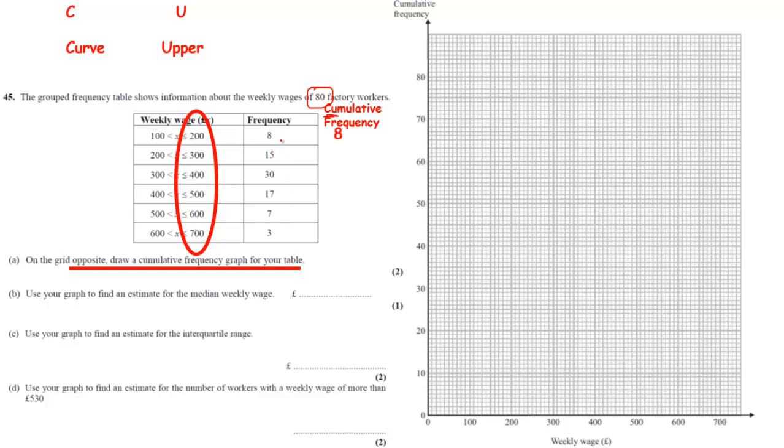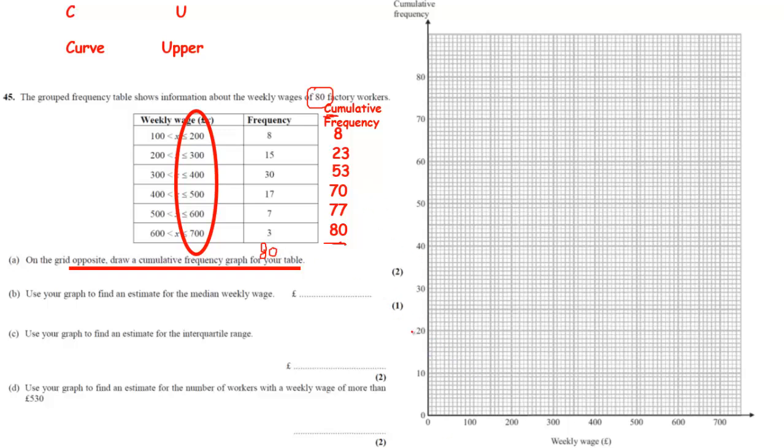So 8 add 15 is 23. 23 add 30 is 53. 53 add 17: 53 add 7 is 60, add another 10, 70. 70 add 7 is 77, and 77 add 3 is 80. So I've got my values there. 80 is good because I know there are 80 factory workers altogether, so the frequencies add up to 80. I could have written that in straight away.